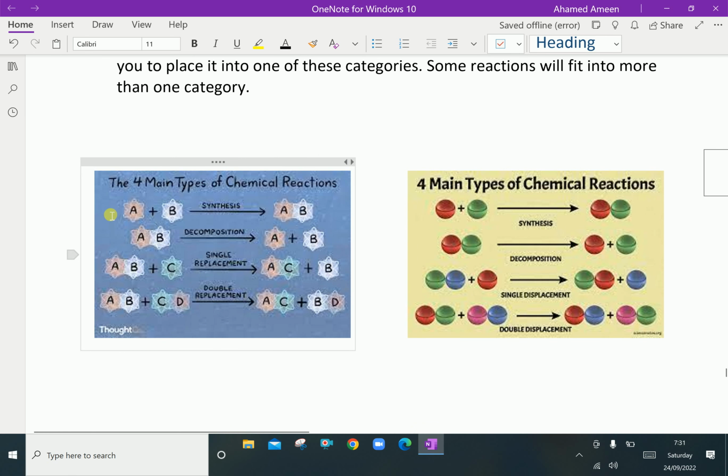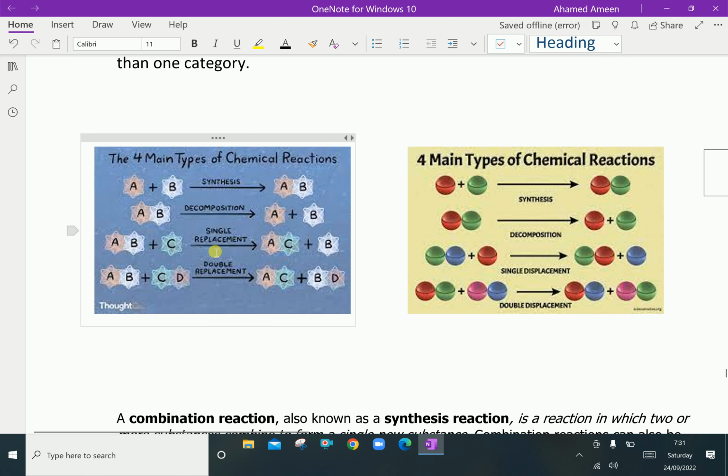Now, look at these four main types of chemical reactions in a pictorial view. Here A plus B, synthesis, means they combine to form AB. And decomposition means AB is decomposed into two products, A and B. Both are reverse of each other. Next, here AB plus C, single replacement, means one element is replaced: C is replaced and B comes out, like AC plus B. Double replacement: this AB is one set and CD is another set, so C is replaced here and B is replaced here.